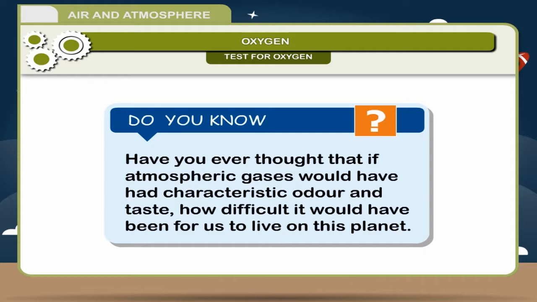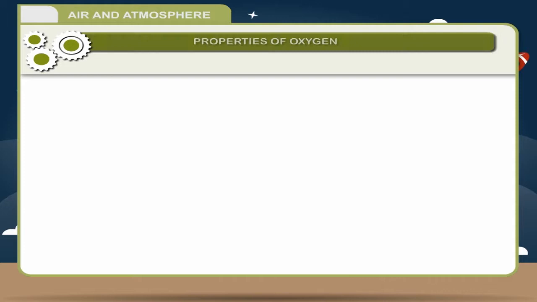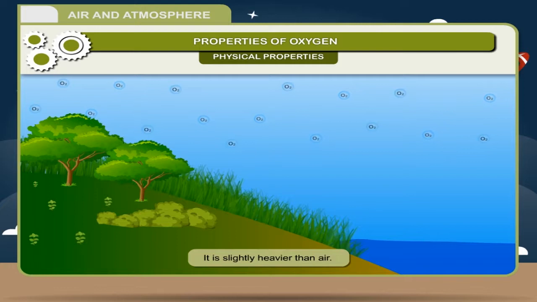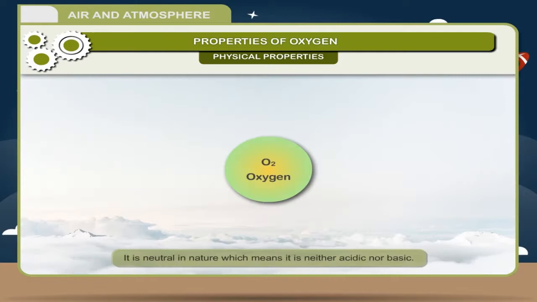Properties of oxygen. Physical properties. Oxygen is a colorless and odorless gas. It is slightly heavier than air. It is slightly soluble in water. It is neutral in nature, which means it is neither acidic nor basic.